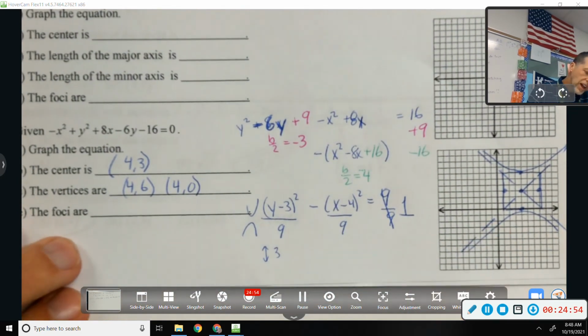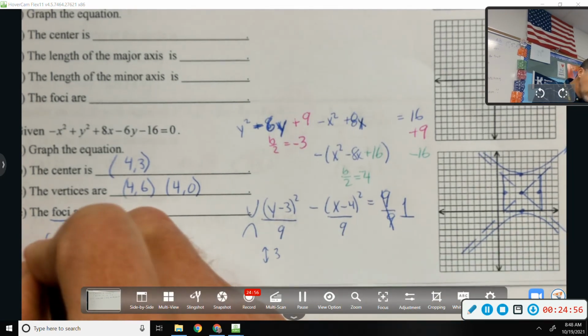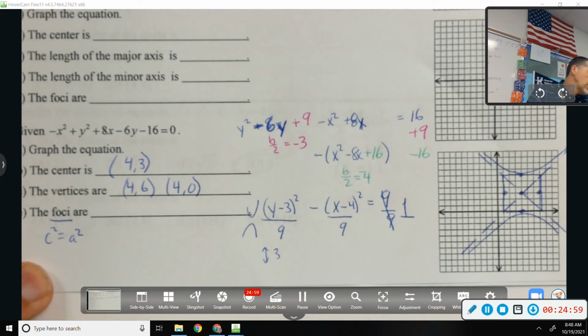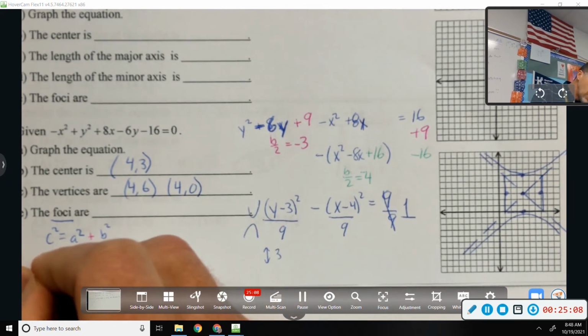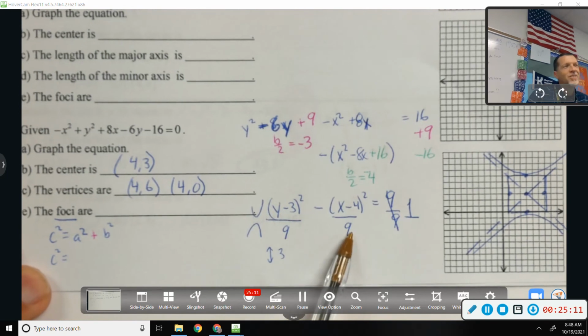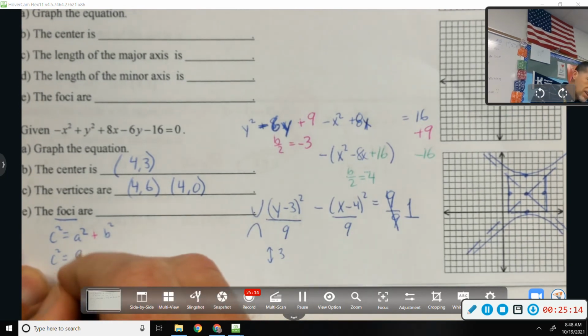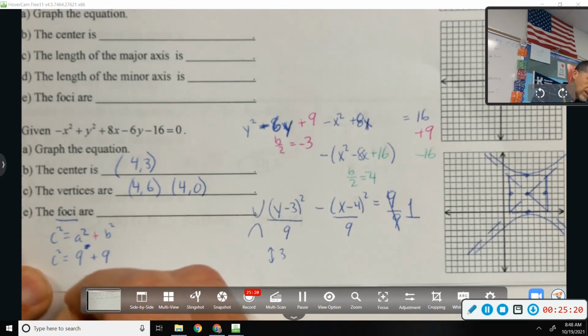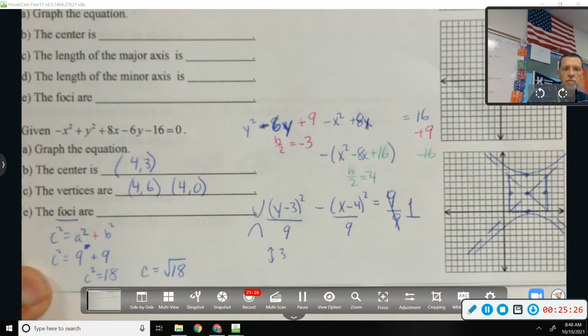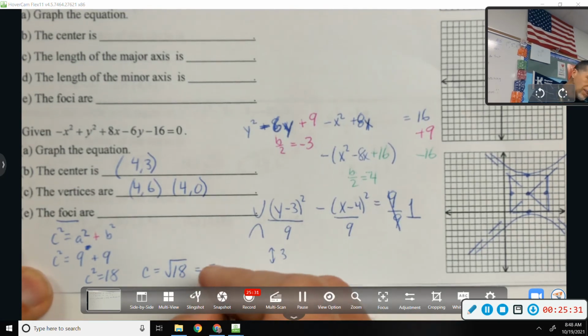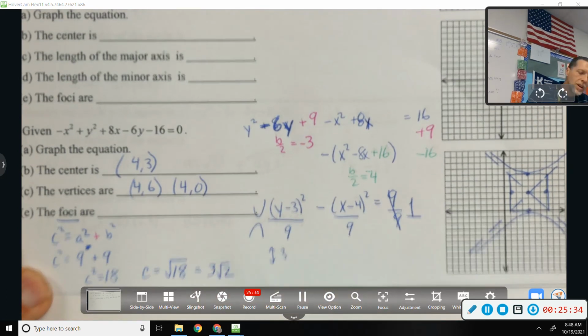The foci: c squared equals a squared plus b squared for this one. Well, now it really doesn't matter who's a and who's b since they're the same thing. So it's just 9 plus 9. Careful, not 9 squared. 9 plus 9, so c squared is 18. So c is the square root of 18. I can leave it as square root of 18, or I can make it 3 radical 2. Square root of 18 looks good.